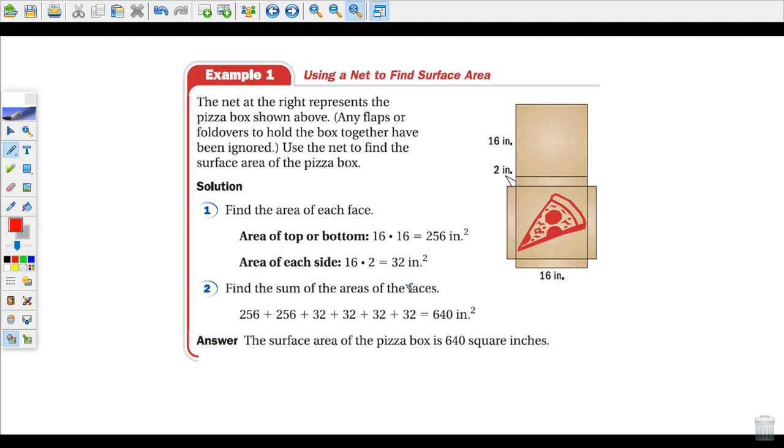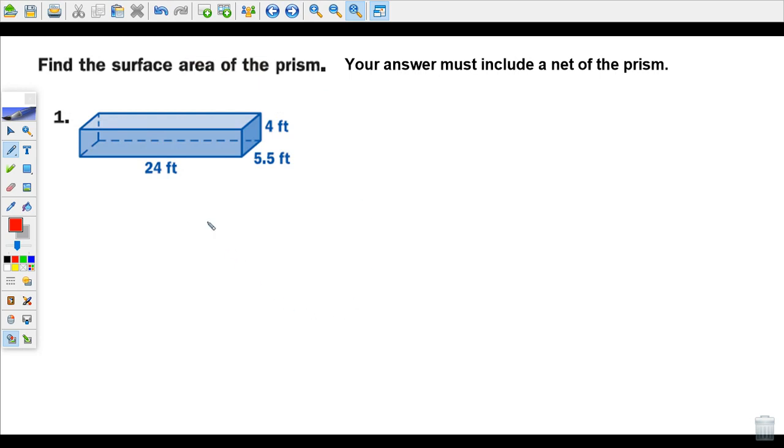And then they just added up all those different areas. So 256 for the top and the bottom, and then 32 four different times for all four of these sides, and they got a total surface area of 640 square inches. So now let's try some on our own.